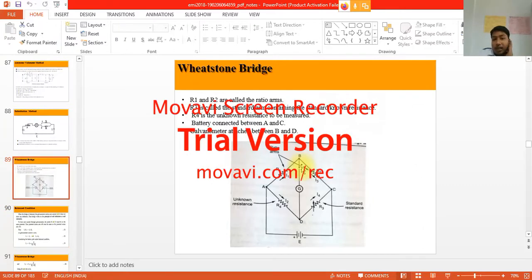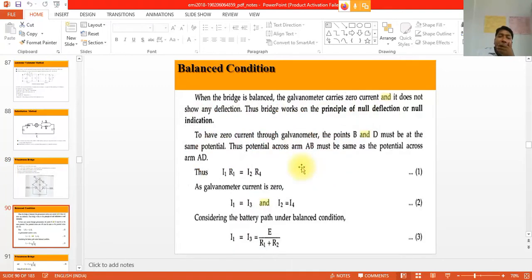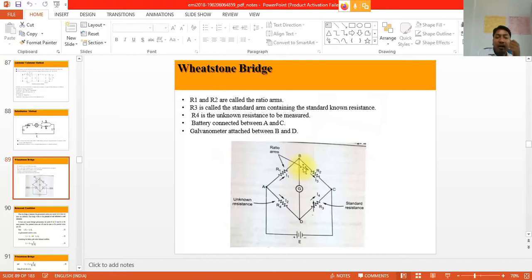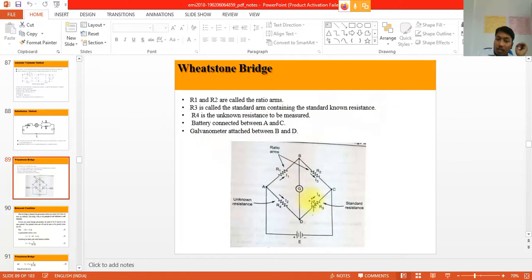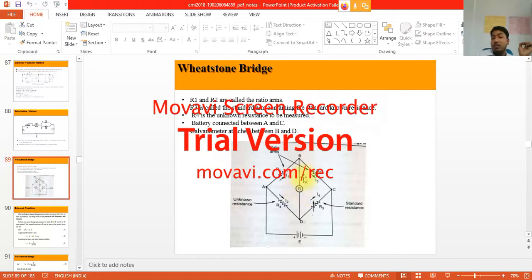Now the concept behind this bridge is that the ratio of R1 by R3 will be equal to R2 by R4 if the bridge is balanced. How will you know whether the bridge is balanced or not? If the ratio of these values is equal, it means the bridge is balanced. Then in the balance condition, the galvanometer will show zero deflection of its pointer.